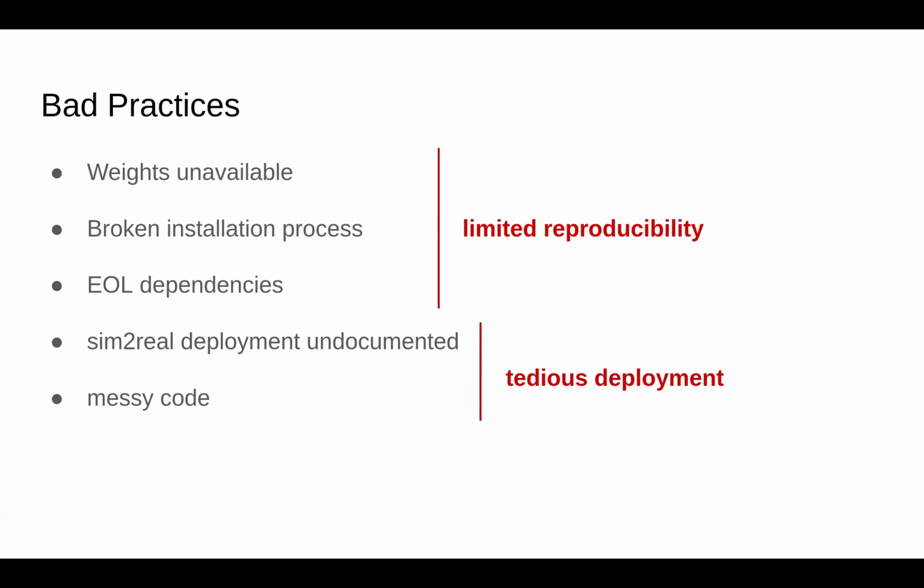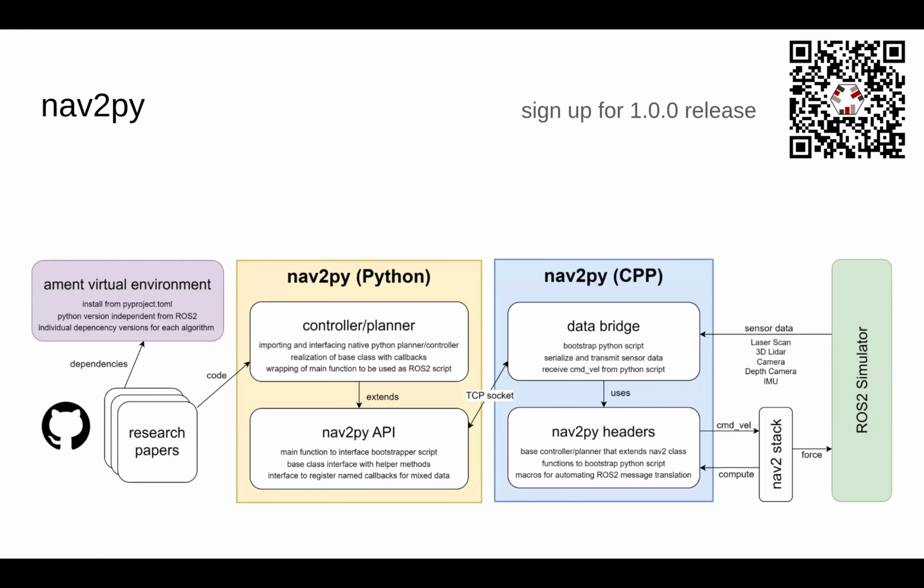But the good thing is this is not only the fault of the authors, it's also the fault of a system that doesn't encourage clean coding practices, and a system which, for example, Navigation 2 doesn't have a native interface for integrating Python policies, which forces authors to re-implement their policies in C++, a huge barrier to entry. That's why we introduced nav2py, which is a framework for integrating native Python planners into the Navigation 2 stack.